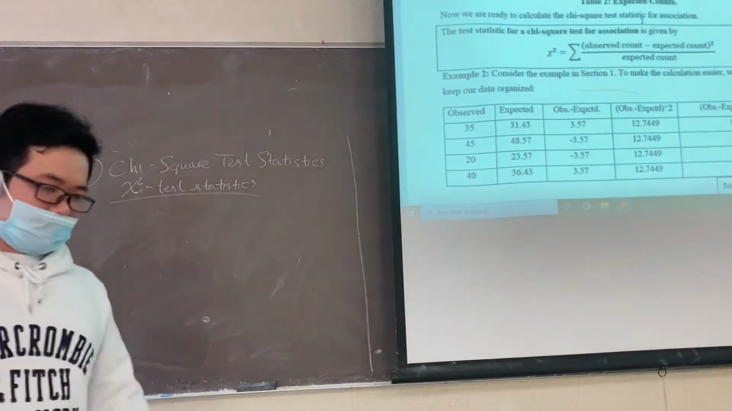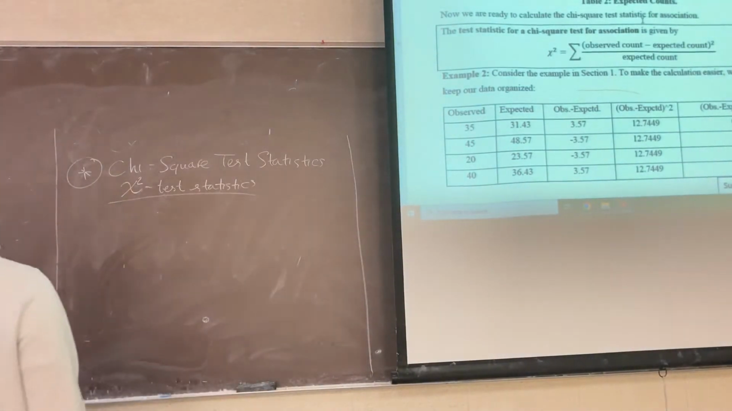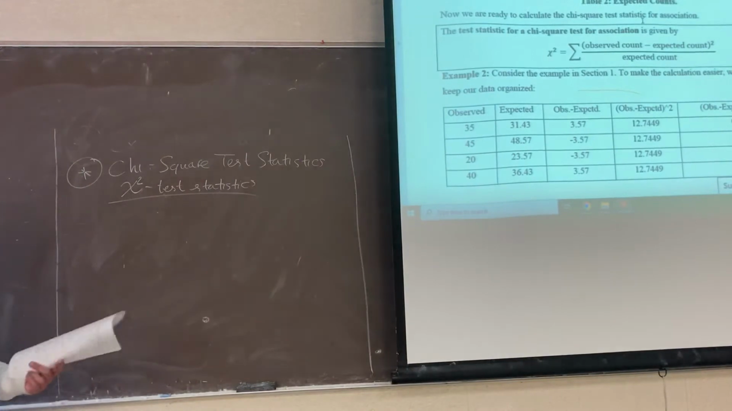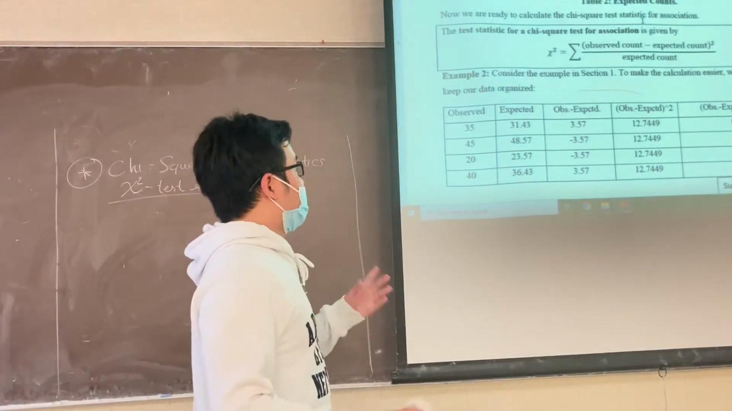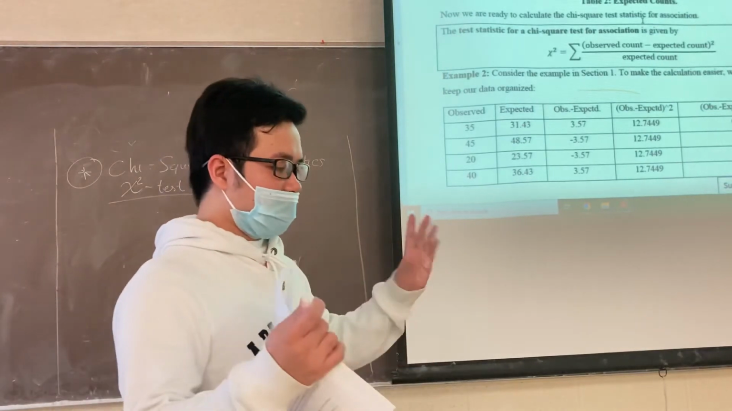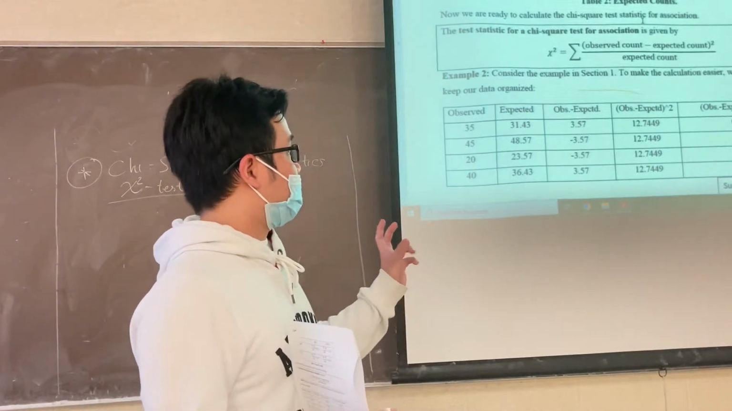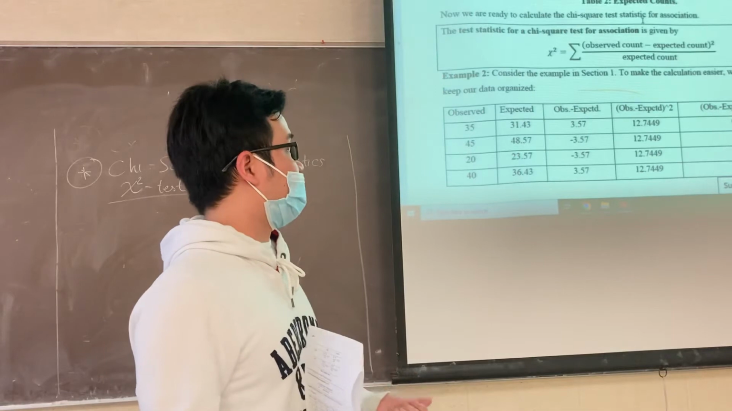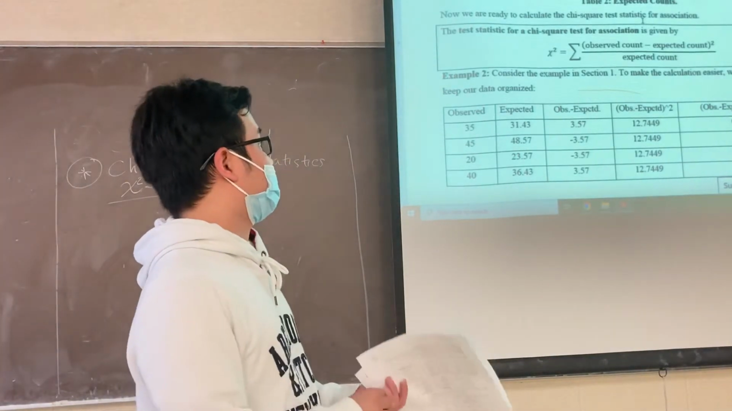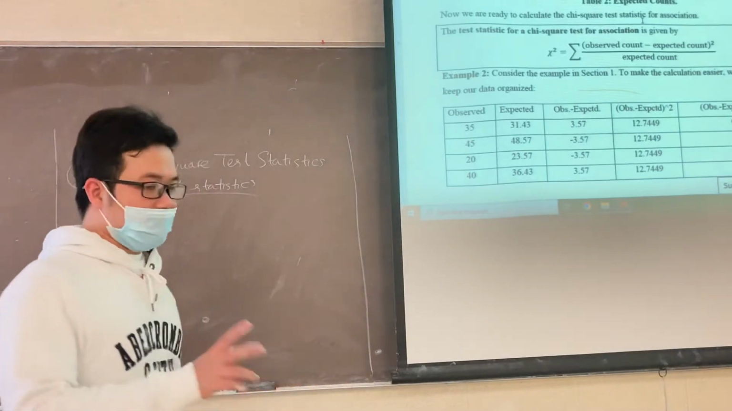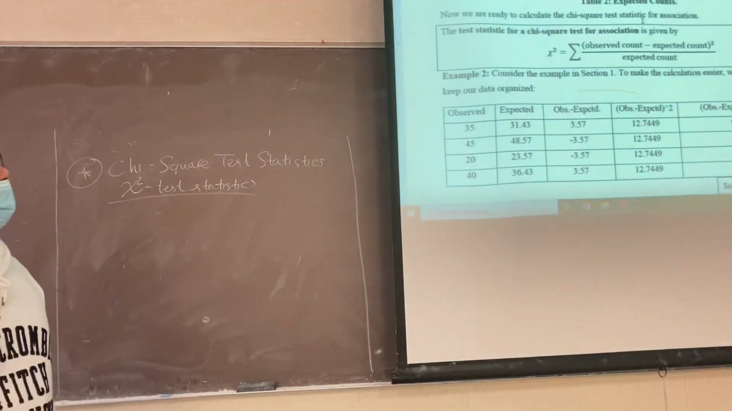Chi-square test statistic. How to do this? The chi-square test statistic will be calculated by this formula. The chi-square statistic measures the distance between the observed count and the expected count. That is the meaning of the chi-square test. They just want to know the distance between them.